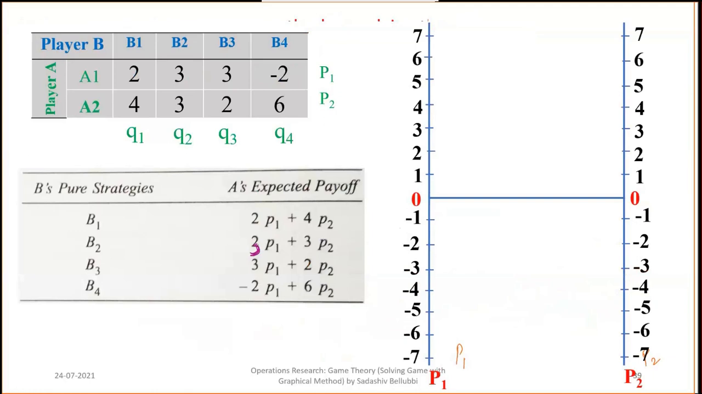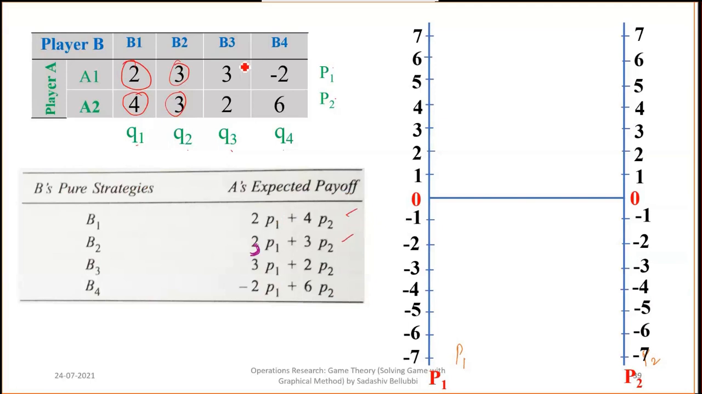Now, for the problem given, for A1 and A2 you need to take P1 and P2 as the probabilities, and for B1, B2, B3, B4, Q1, Q2, Q3, Q4 as the probabilities. We need to write this table of player B's pure strategies B1, B2, B3, B4. At the same time, player A's expected payoffs are 2 P1 plus 4 P2 for B1, and for B2, 3 P1 plus 3 P2.